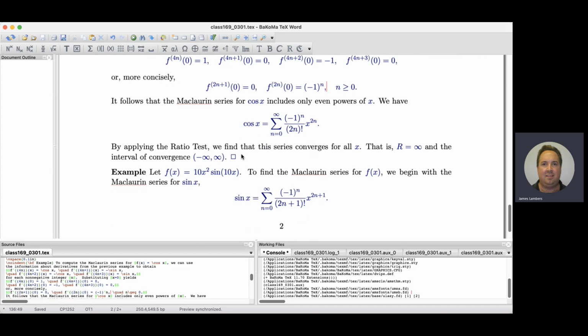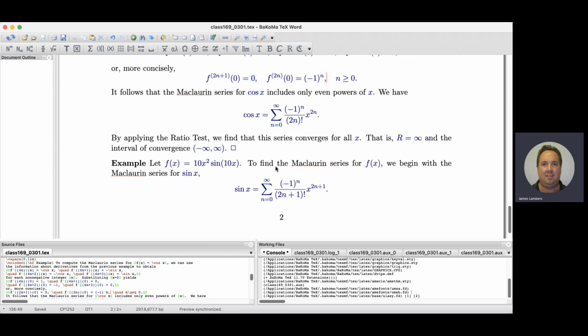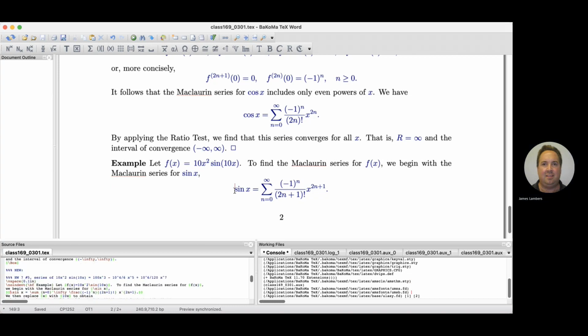All right. The remainder of the examples in these notes are all based on online homework problems that you've been assigned. Because now that we have these series for certain fundamental functions like e to the x, sine x, cosine x, we can use those series to get series for related functions. Like in this example here, I have f of x is 10x squared sine 10x. So I can use a series established earlier for sine x as a starting point. So here's that series for sine x reproduced.